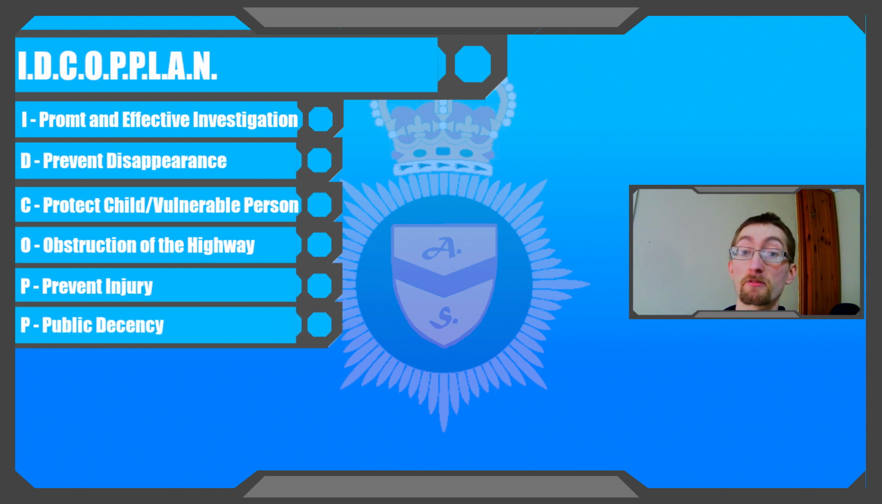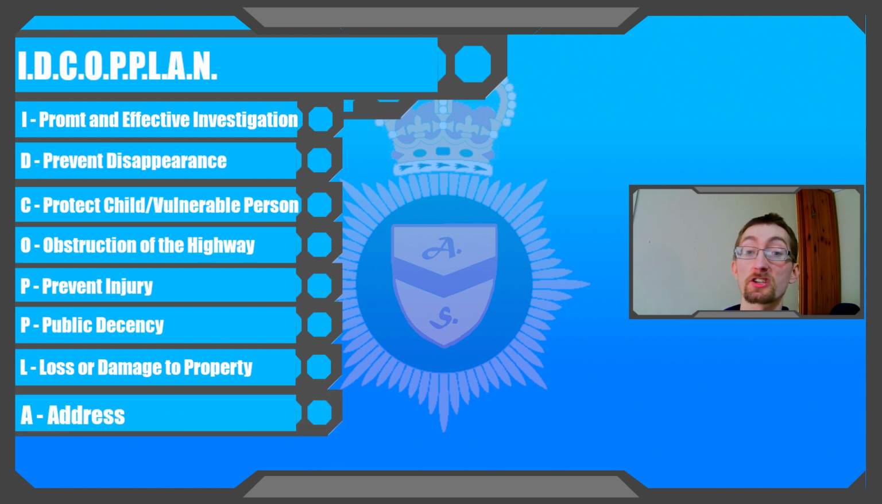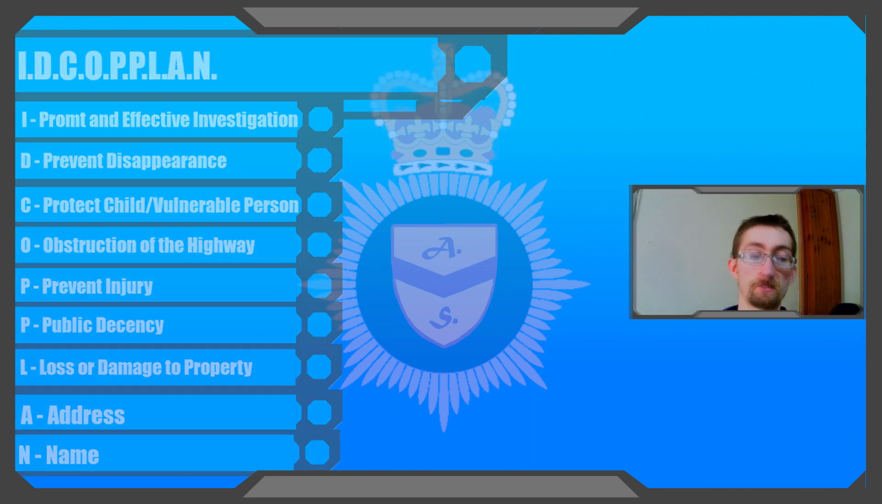Second P is to protect public decency. L, to prevent loss or damage to evidence or property. A, to ascertain someone's address. And N, to ascertain someone's name.